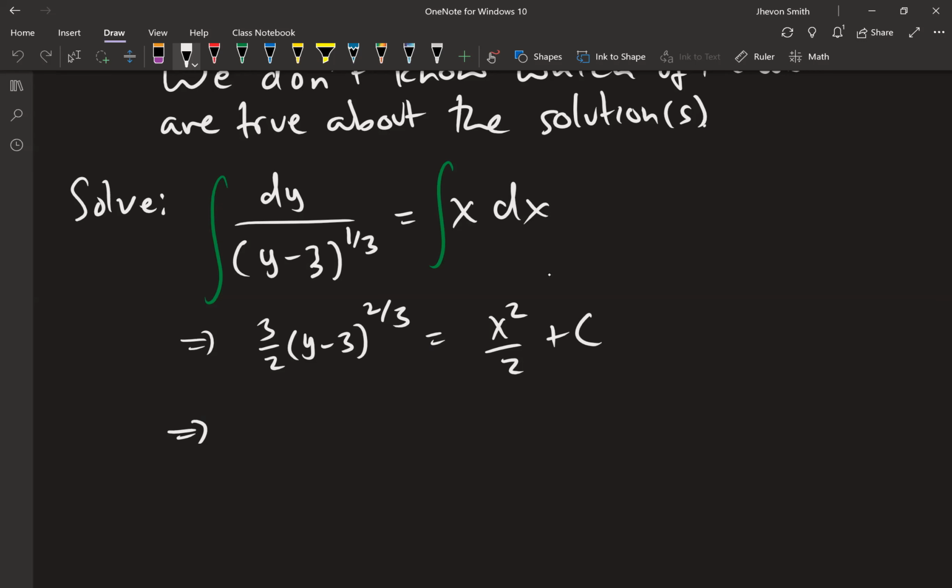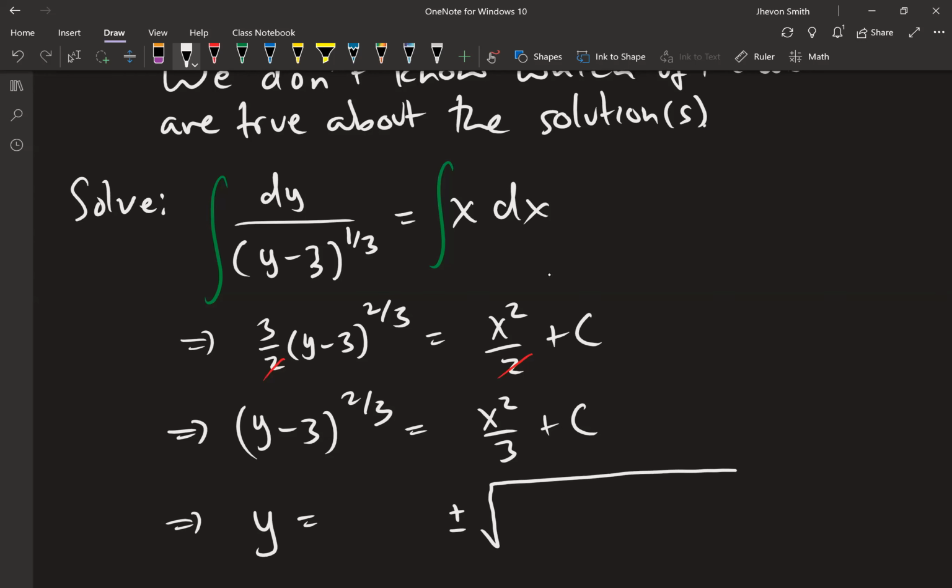So then I can multiply both sides by 2. Then divide by 3, so I have (y minus 3) to the 2/3 equals x squared over 3 plus a constant. And so I can get my y is equal to, well, it's going to be plus or minus a square root. So we already don't have a unique solution. That's going to be 2 solutions that way. And then I add 3. So we already have 2 solutions here.